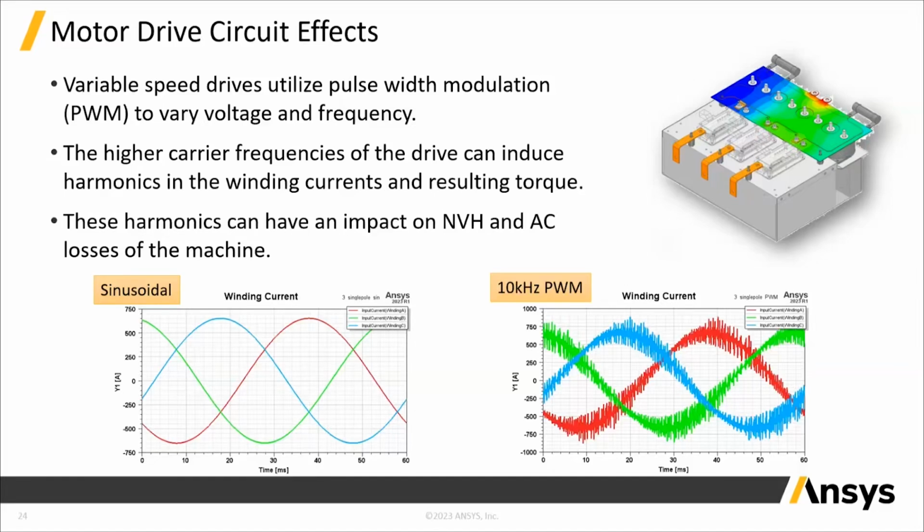The left and with 10 kilohertz PWM excitation on the right. So these harmonics can be significant and they can impact the resulting NVH and the AC losses within the machine.